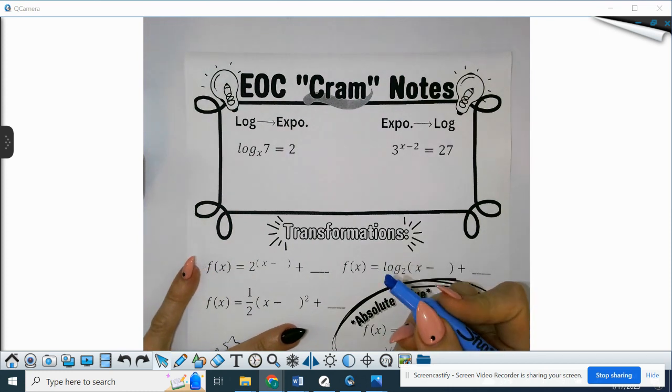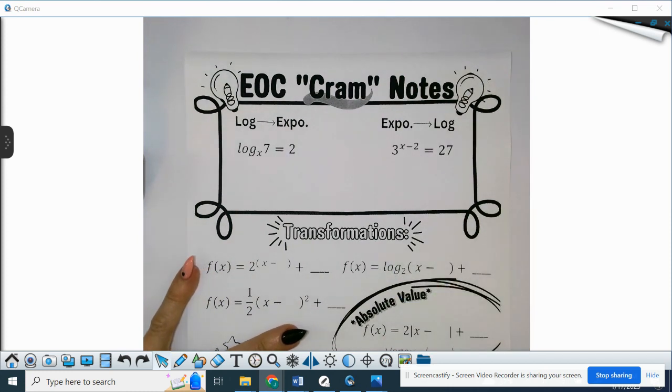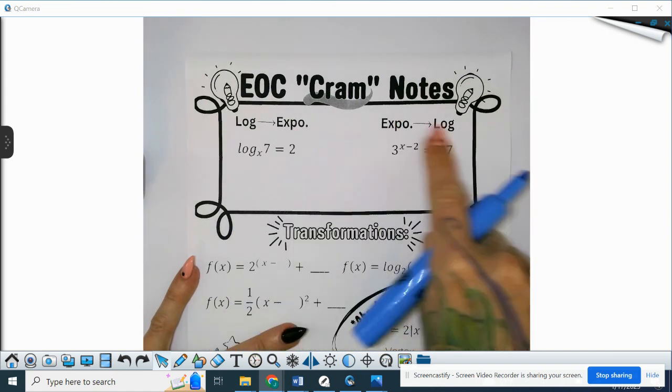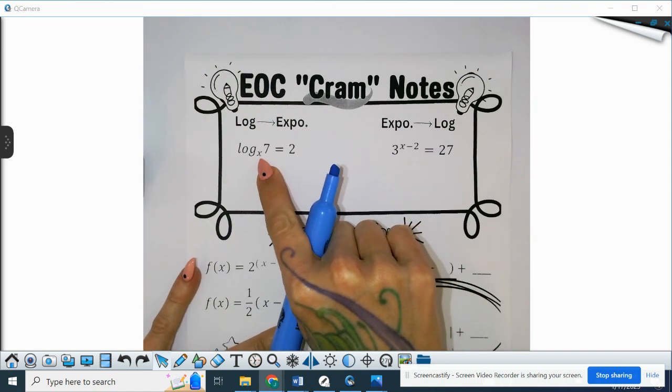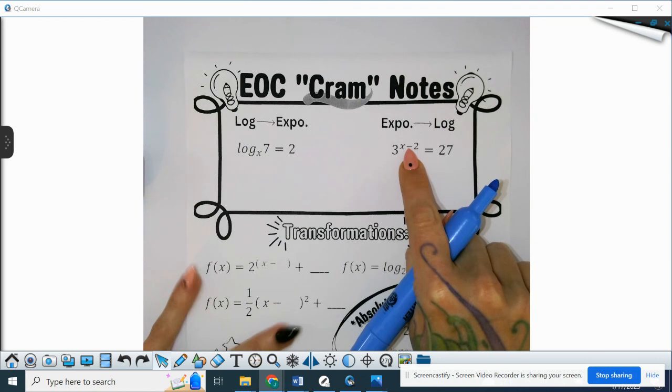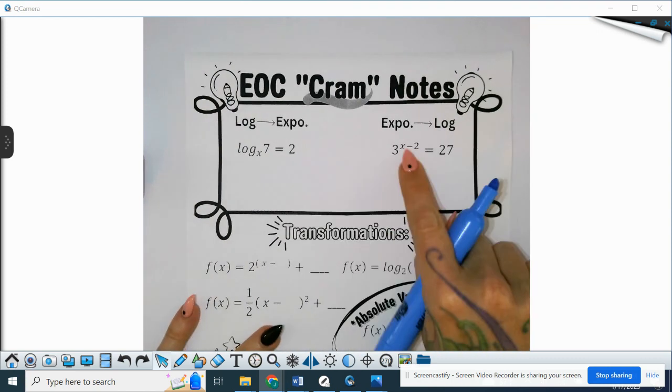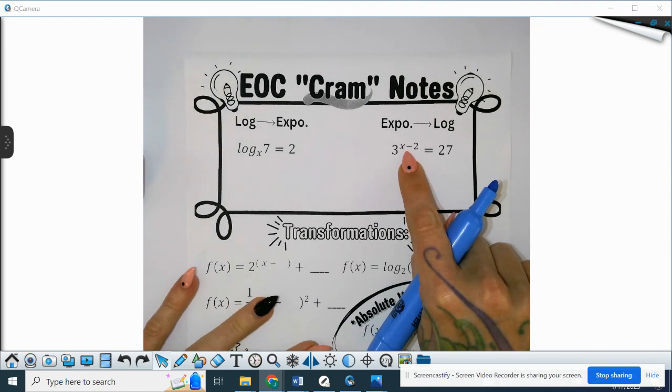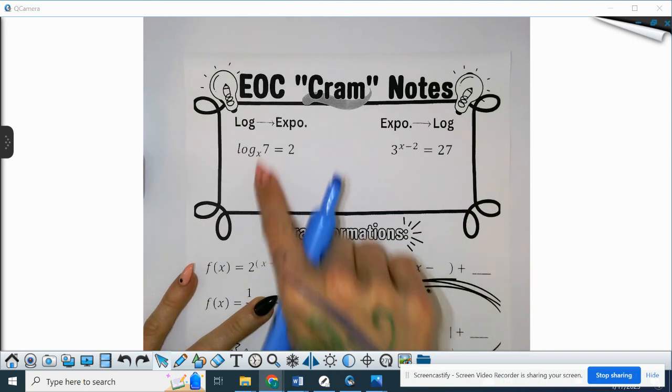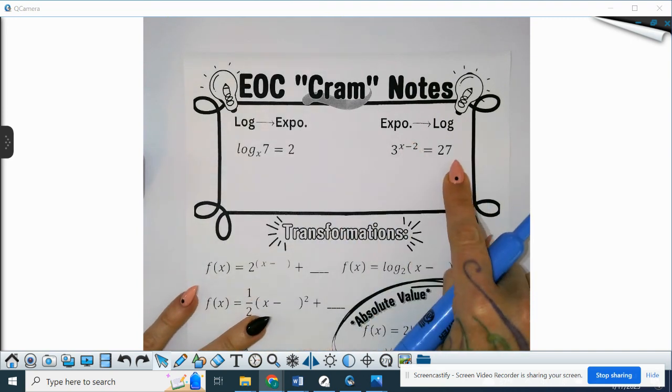on our EOC. So converting from log to exponential. The reason you are converting from log to exponential or exponential to log is if the x is in the basement or in the attic, for lack of a better word, so in the base or in the exponent, you can't solve it in those two places. So switching it to the other form allows you to use your calculator to solve.